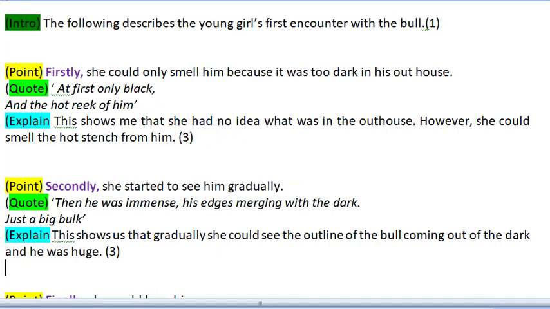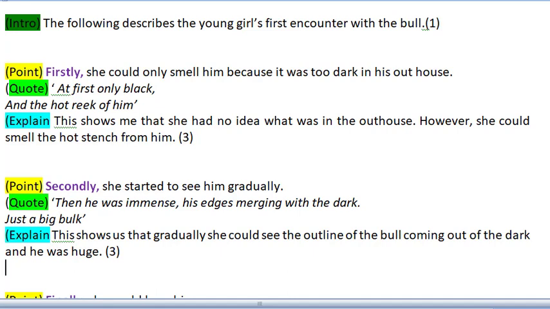So, firstly, you make your point, you use the word firstly. Firstly, she could only smell him because it was too dark in his outhouse. Quote, open quotation marks, at first only black, and the hot reek of him, close quotation marks. Then explain yourself. This shows me that she had no idea what was in the outhouse.